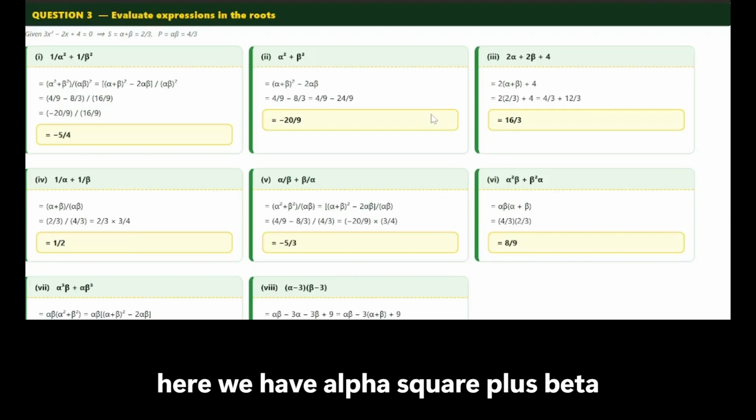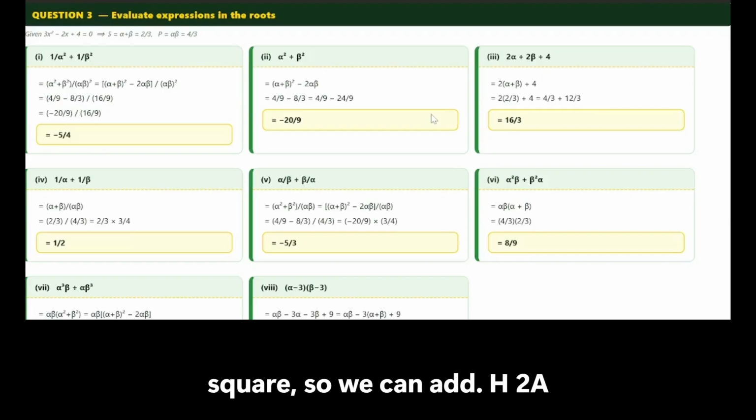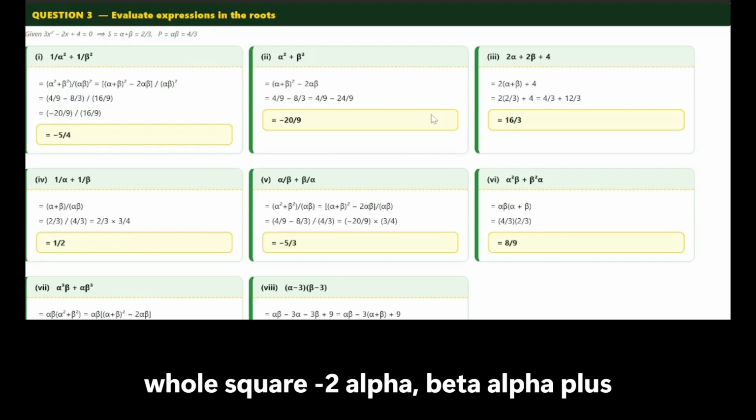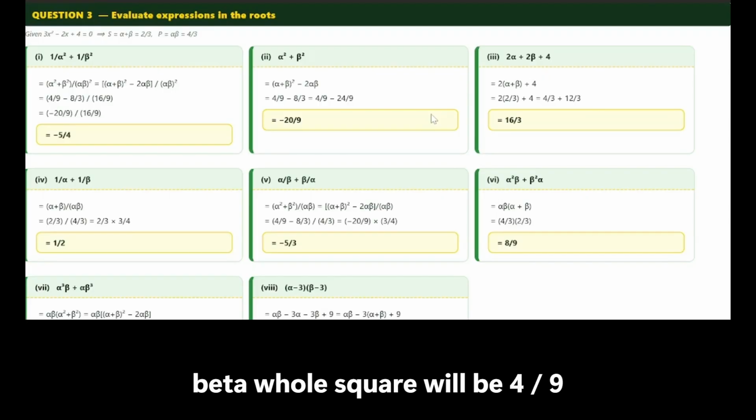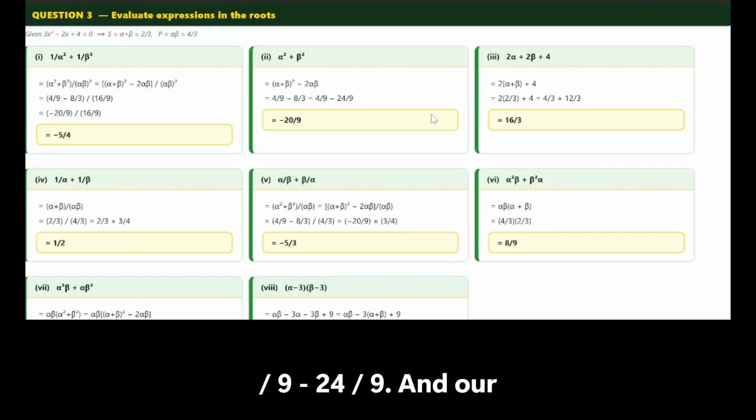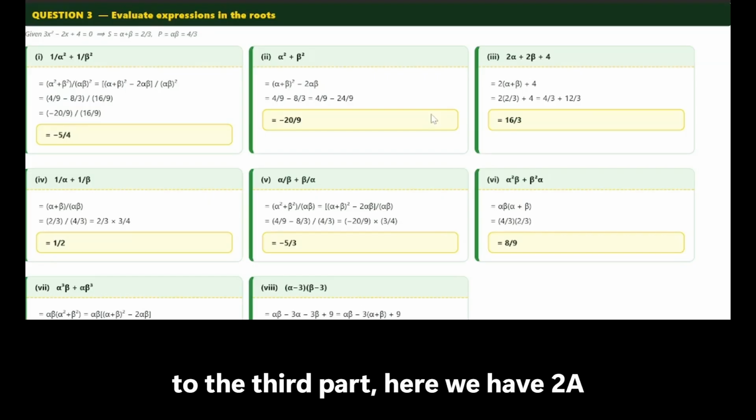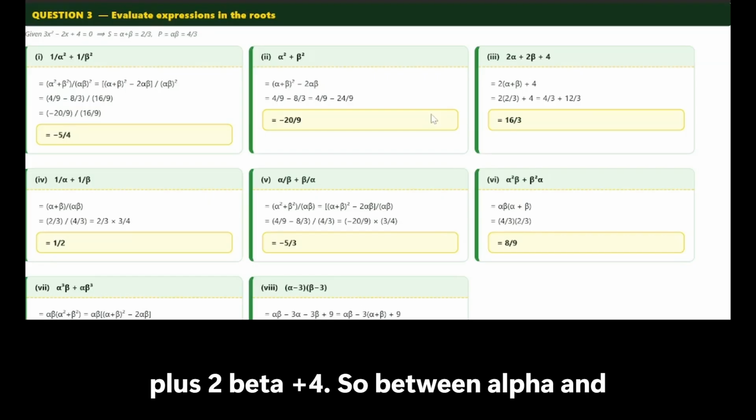For the second part, here we have alpha square plus beta square. So we can add 2 alpha beta and subtract 2 alpha beta. Alpha plus beta whole square minus 2 alpha beta. Alpha plus beta whole square will be 4 over 9, and minus 2 alpha beta, it's going to be minus 8 over 3. So that's equal to 4 over 9 minus 24 over 9, and our final answer is negative 20 over 9.